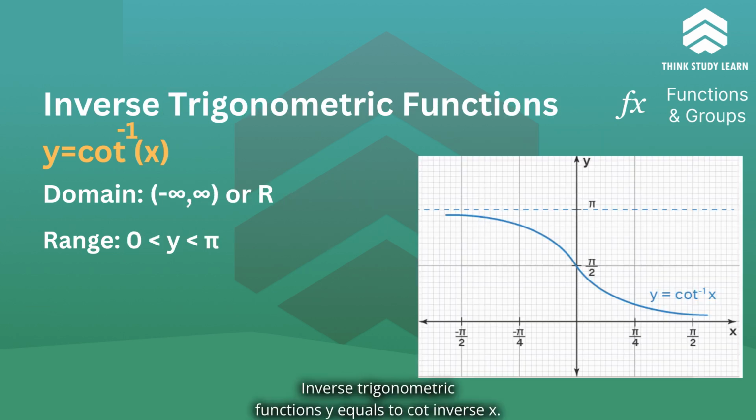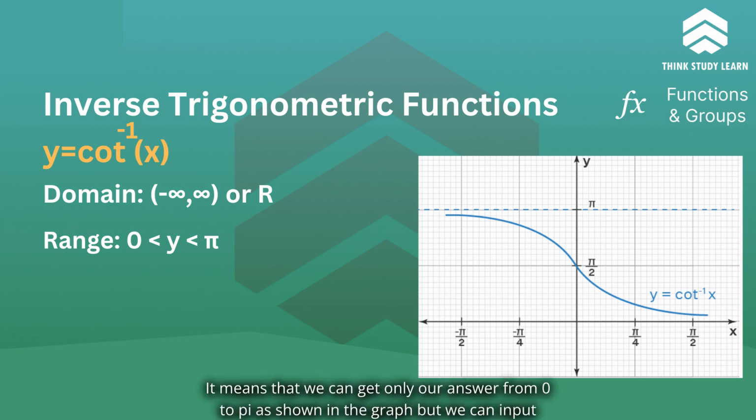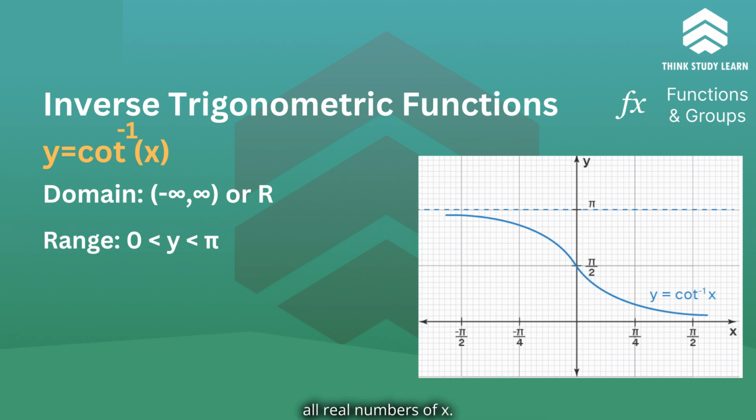Next, inverse trigonometric functions. y equals cot inverse x. Its domain is minus infinity to infinity, or all real numbers. And the range of cotangent inverse x is 0 less than y less than pi. It means that we can get our answer only from 0 to pi as shown in the graph, but we can input all real numbers of x.